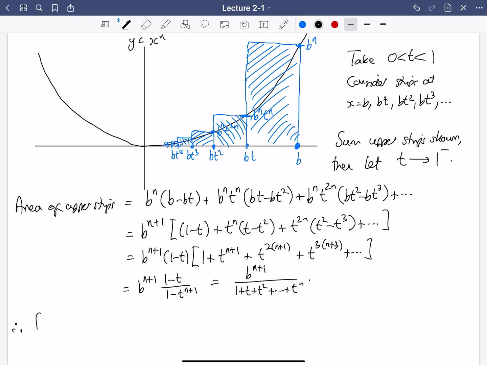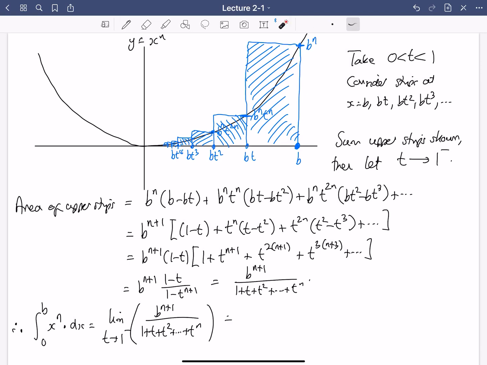And now I'm going to take the limit to calculate the final area that I'm after. That's going to be the limit as t approaches 1 from the negative side of that quantity. But this is a very easy limit to calculate. T is approaching 1, so in this denominator I've got n plus 1 terms, each of which gets very close to 1. So in the limit, that denominator becomes n plus 1. And that's exactly the inverse power rule formula that we were trying to calculate. That's Fermat's theorem.